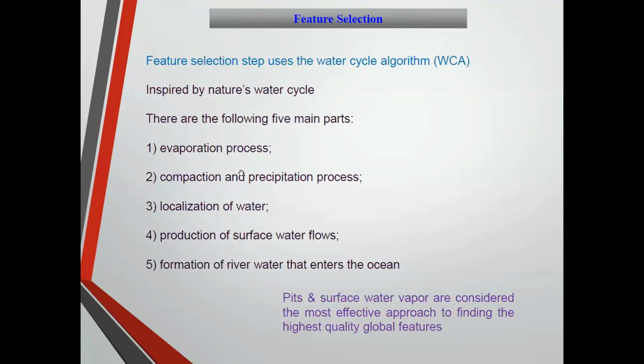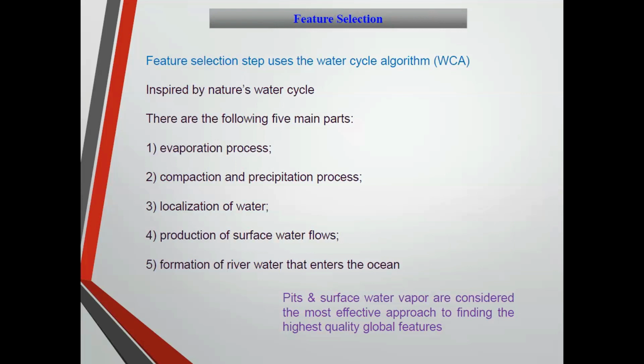Next, feature selection. The feature selection step uses the Water Cycle Algorithm, WCA, which is inspired by nature's water cycle. Using this algorithm, there are the following 5 main sections: the evaporation process, condensation, precipitation process, localization of water and production of surface water flows, and formation of rivers and water that enters the ocean.